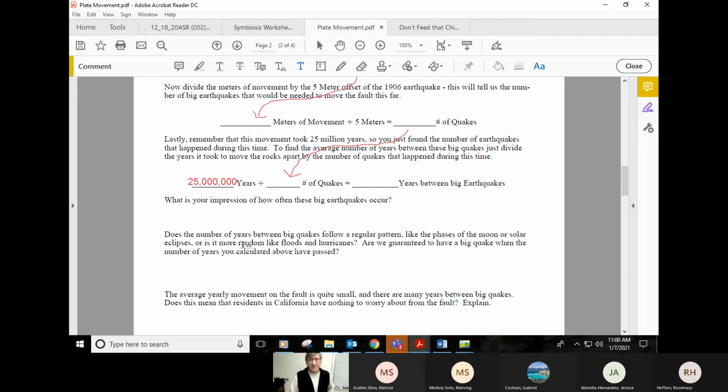So what do you think? Does the number of years between these big quakes follow a regular pattern, or is it more random? Are we guaranteed to have a big quake when this number of years you calculated has passed? So I don't know, maybe you got like 500 years here. Does that mean we're guaranteed to have an earthquake every 500th year?